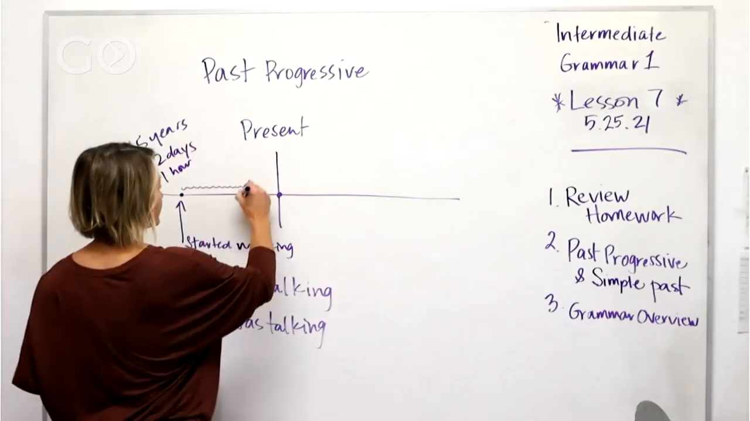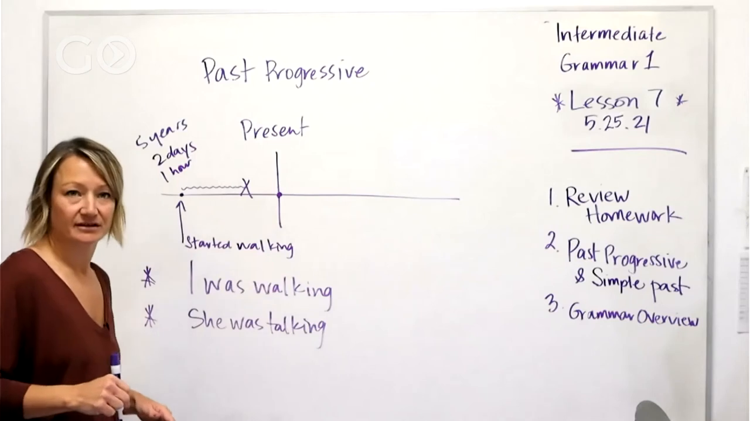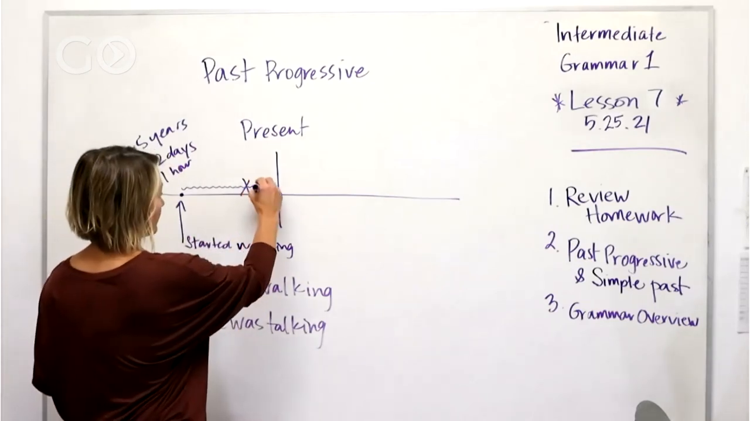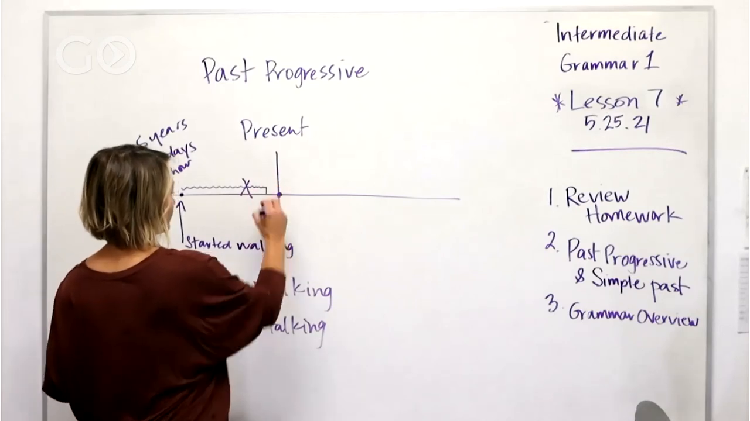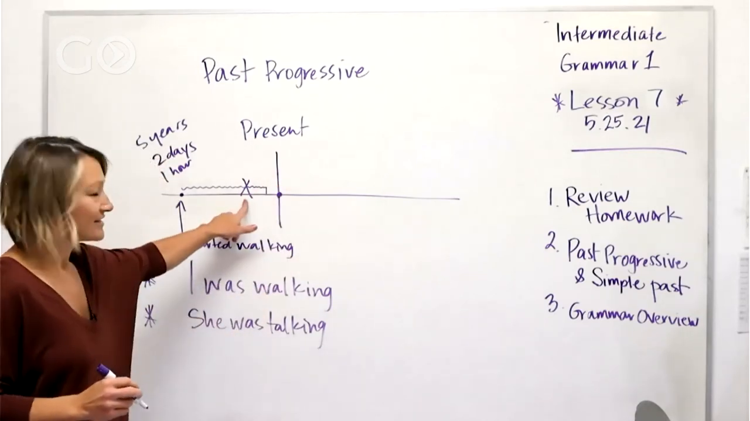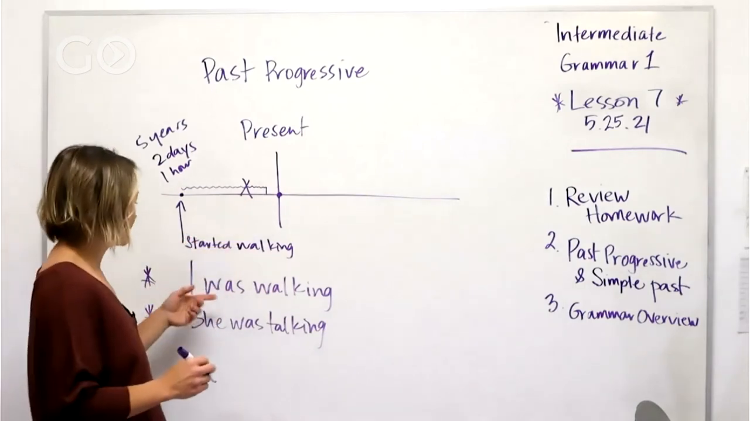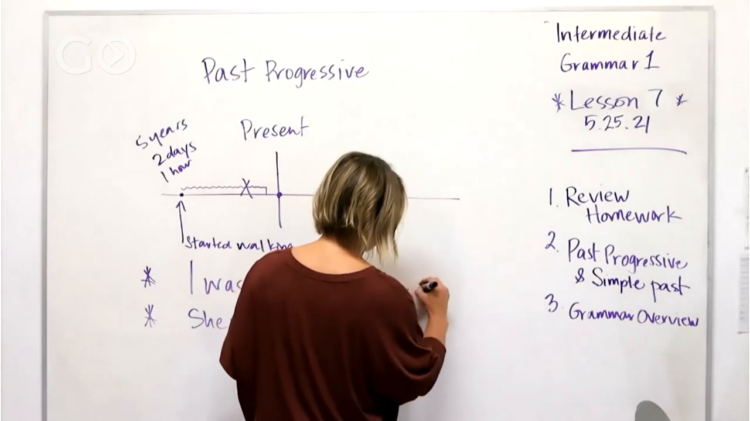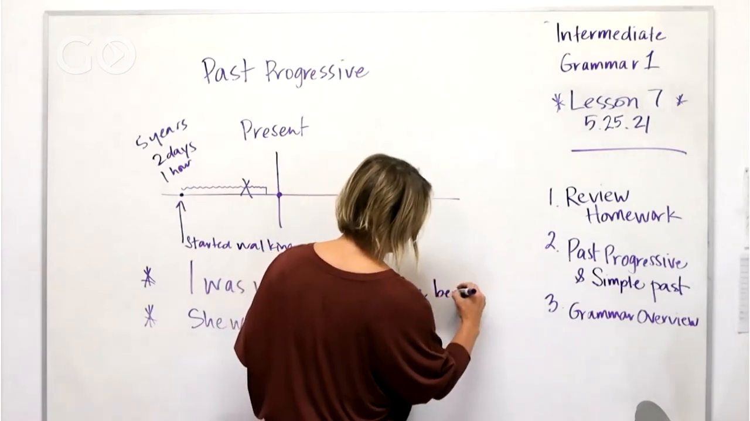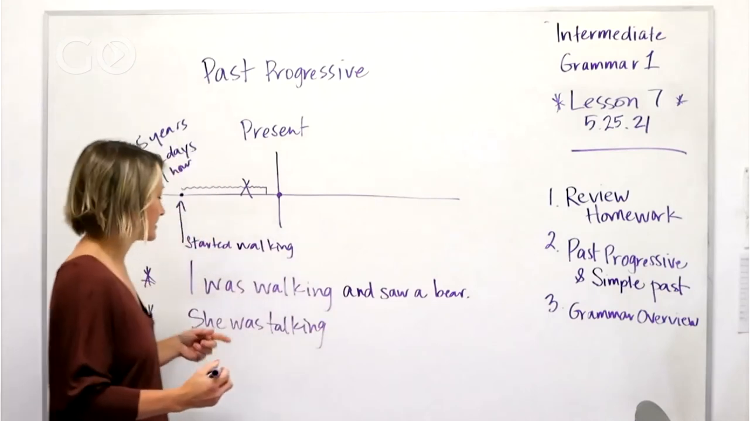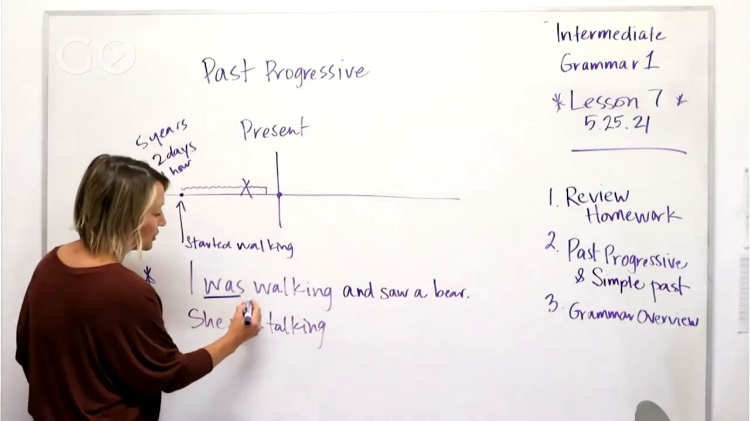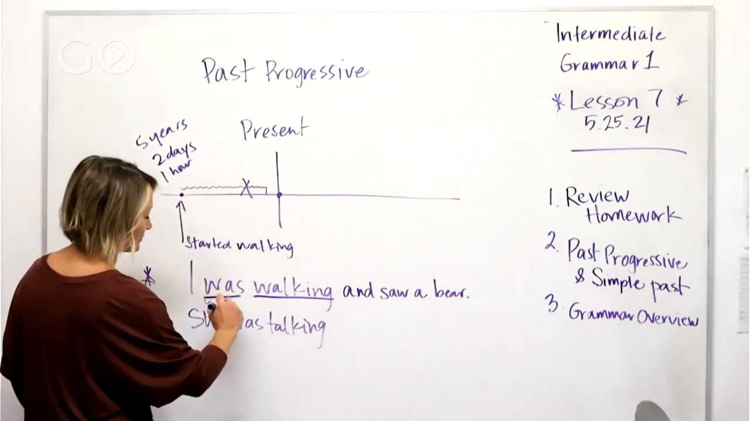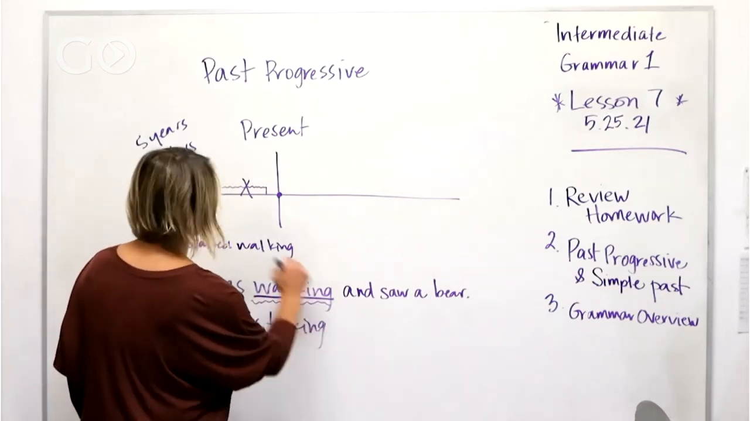I was walking, and then something happened. And then that something could be, and maybe you walked for a little bit more and then you stopped, okay? This one point here could be, I was walking and saw a bear, okay? I was walking and I saw a bear. So here, you guys, we have this past progressive. So that's the squiggly line. So let's go like this. We call this a squiggly line.